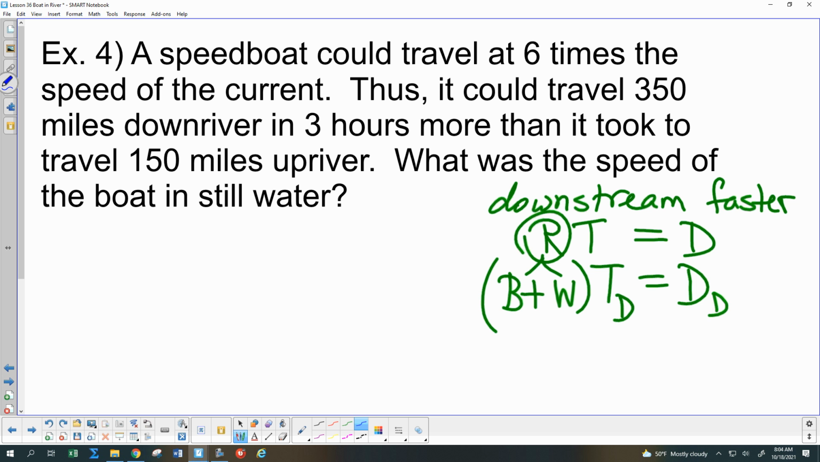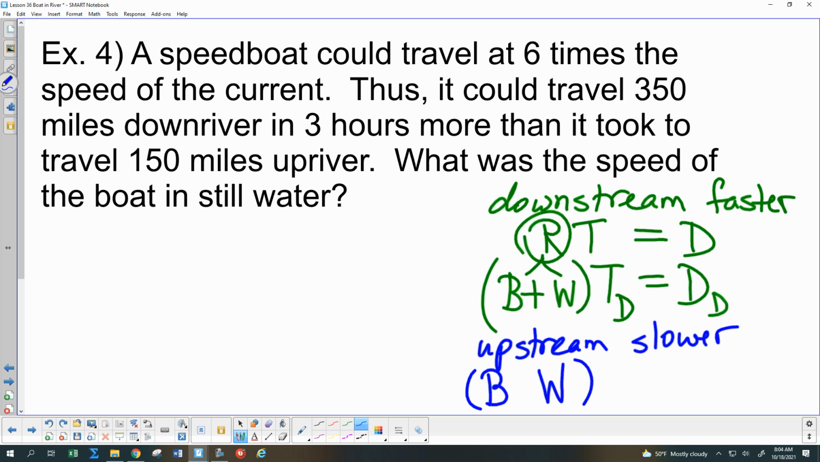If I am going upstream, it needs to be a slower rate. It is still going to be rate times time is distance. The rate is still going to be a combination of the boat speed and the water speed, and then times time equals distance, but now this is for upstream. So I need to subtract to get a slower rate. Now, it doesn't matter on upstream if I do B plus W or W plus B.